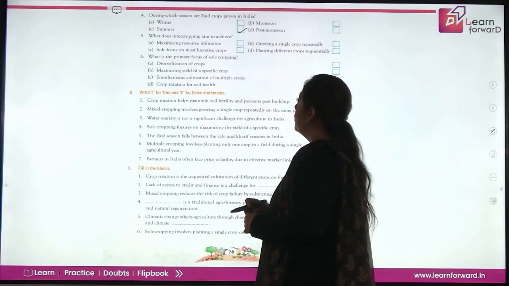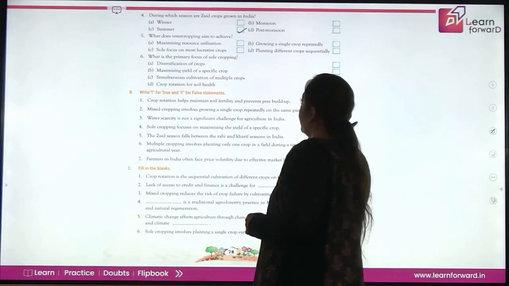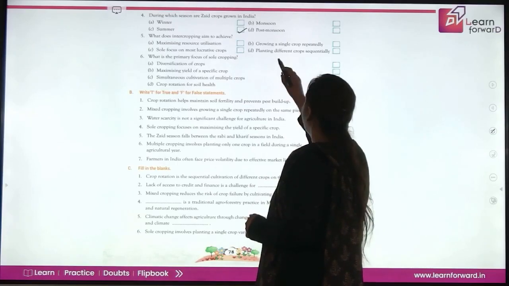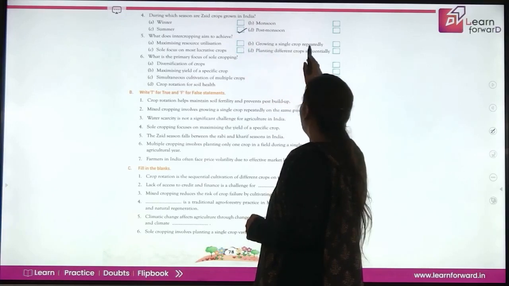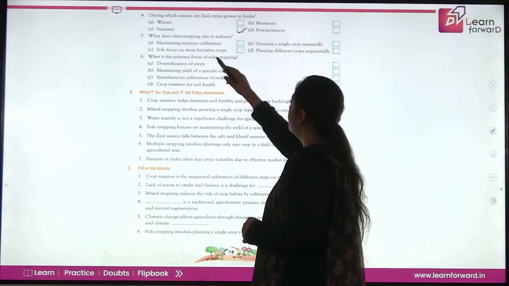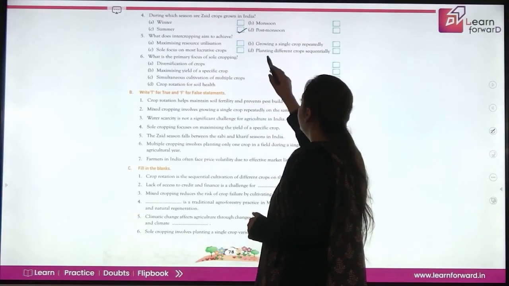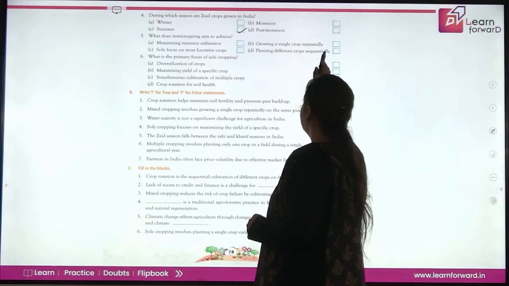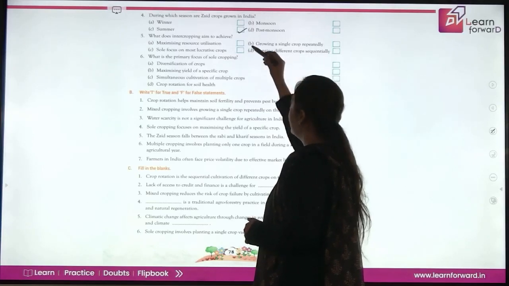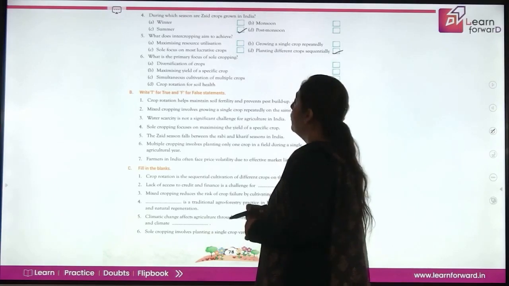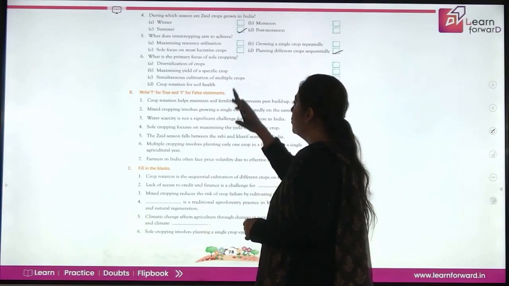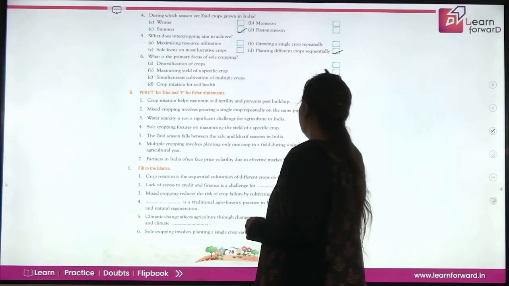What does intercropping aim to achieve? Intercropping aims to achieve maximum resource utilization, growing a single crop repeatedly, sole focus on most lucrative crops, or planting different crops sequentially. Now, the main aim is maximum resource utilization. Then what is the primary focus of sole cropping? Maximizing yield of a specific crop.